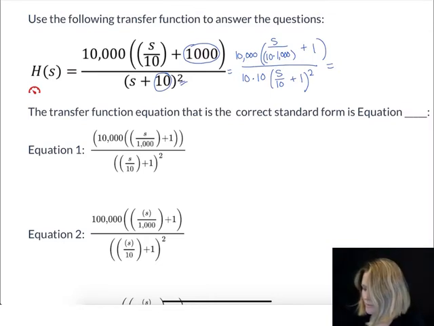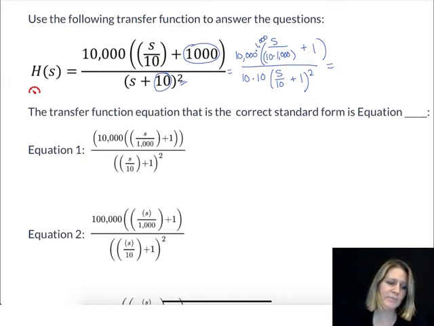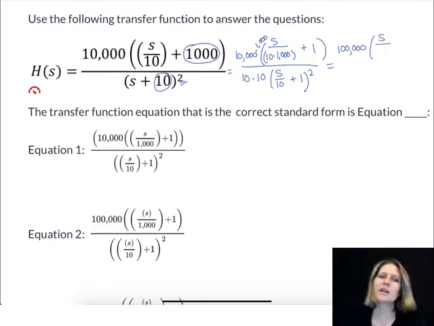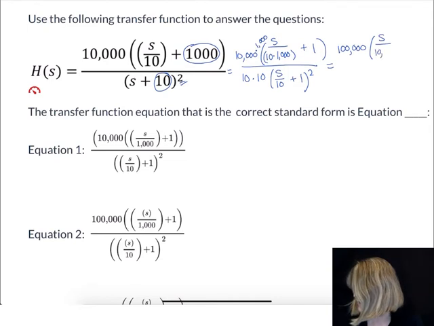So multiplying, I forgot to bring this. This is multiplied by 1,000 in order to make that quantity the same. So 1,000 times 10,000 divided by the 10 times 10 gives us 100,000. And then 10 times 1,000 is going to leave us with 10,000, plus 1. And on the bottom we'll have S over 10 plus 1 squared.